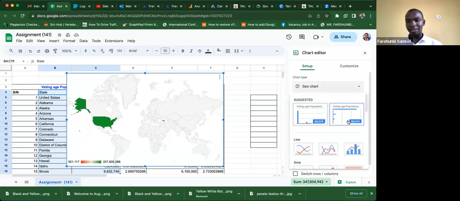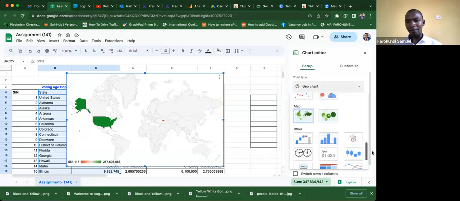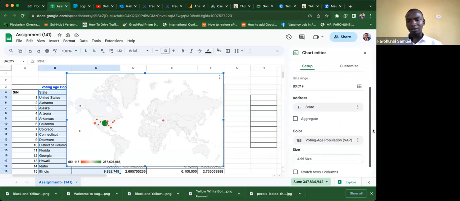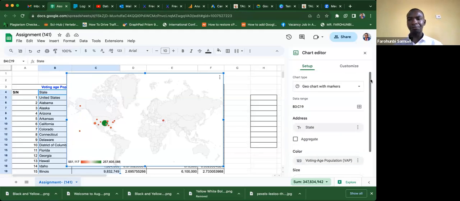So I can decide that I want to have a different type of map and say, I want this map with markers. It's going to show all these markers. So this is it here, showing with the markers. And then you have all the states that are there. So this is a very good way to understand it.